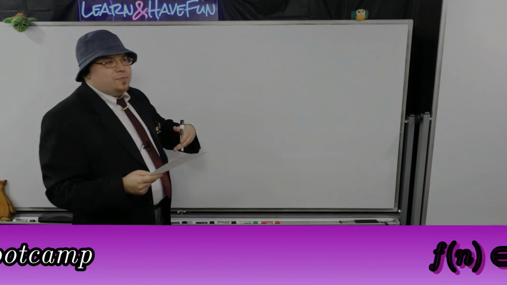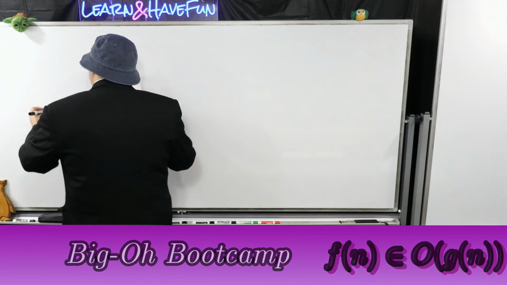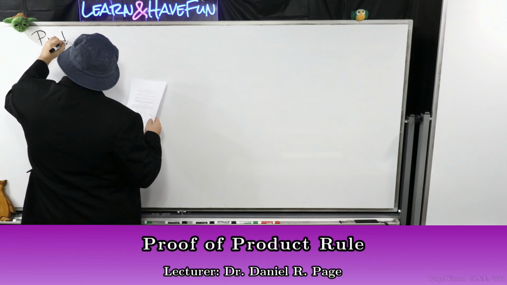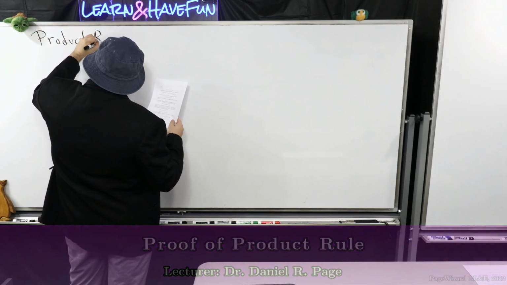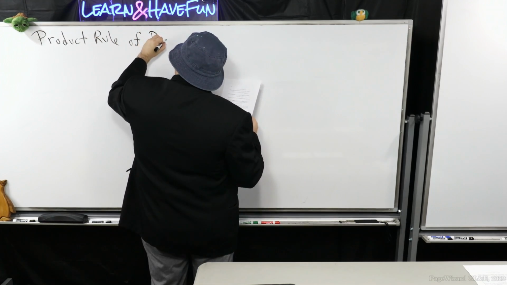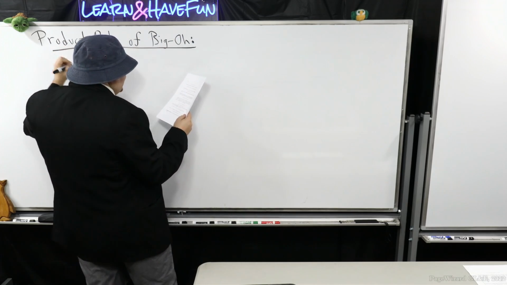I've given names for some of these rules, like the max rule and the sum rule. This is another one. It's called the product rule of big O. So some people will call it this. And it goes like this.